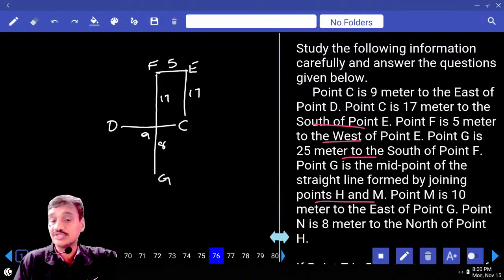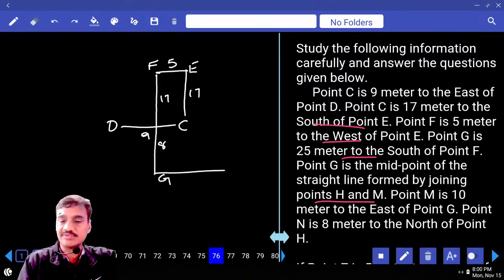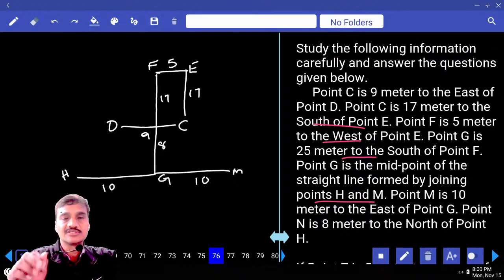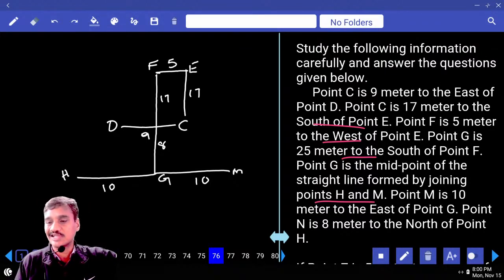M is 10 meters to the east of G. As M is 10 meters to the east of G, M is here. Now the distance is 10 meters. Now G, M, H. H will be at this place which is 10 meters, because G is exactly midway between these 2 points H and M.